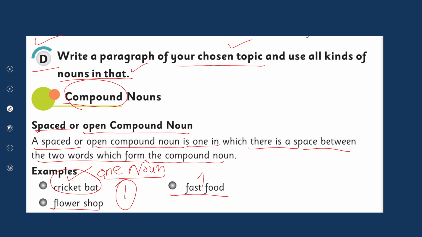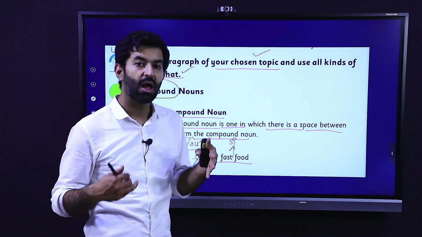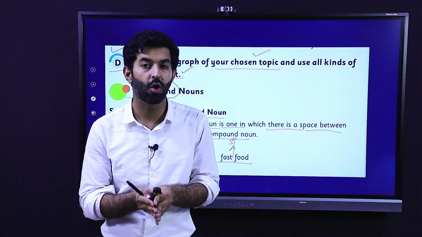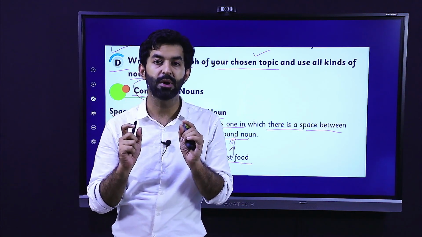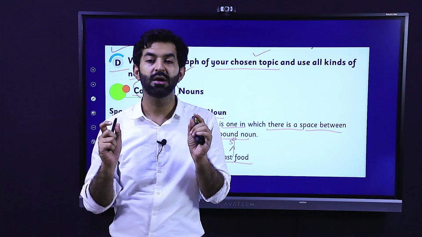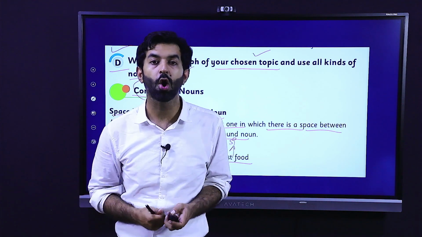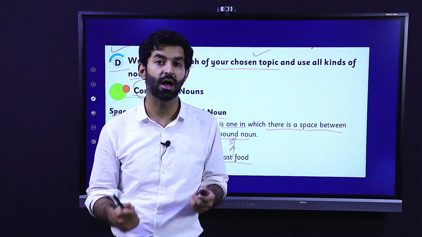We have space. So they are spaced, or you can also call them open because there is no hyphen added. So you can call them open compound nouns as well. Cricket is a noun. Bat is a noun. But a cricket bat is, we know, the playing equipment of the game cricket. We name it cricket bat, but it is considered one noun. And there are a lot of other examples that you can come up with.